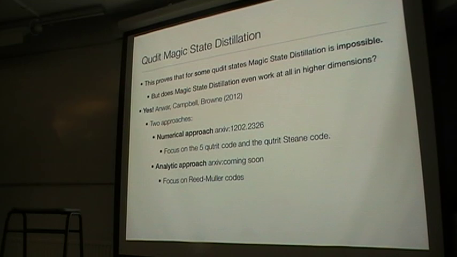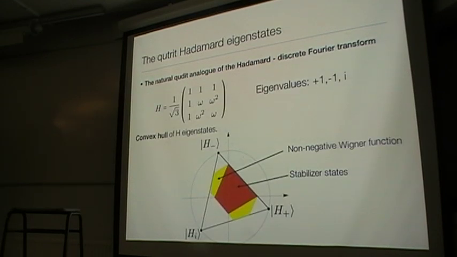But we're more interested really in understanding the underlying theory, so we want to have an analytic approach. And so more recently, in work that's not yet on the archive but will be soon, we're able to show some very general classes of magic state distillation which work for any dimension. Okay. So the numerical approach, we just had to take an example, try it, and of course that doesn't tell you anything about higher dimensions.